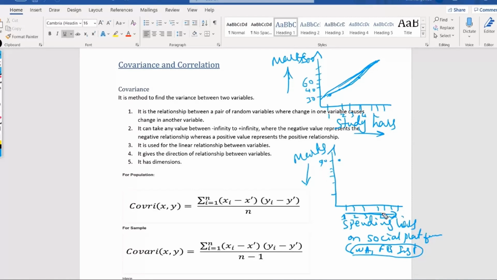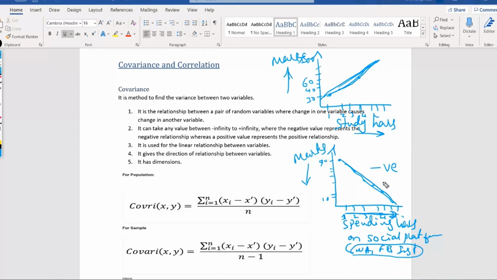But if you keep on spending more hours on these platforms, what is going to happen? Your marks are going to reduce. If daily you are spending 8 or 10 hours on social platforms, obviously you will end up getting maybe 10 marks. So you see that it goes from higher to lower, that is negatively related.